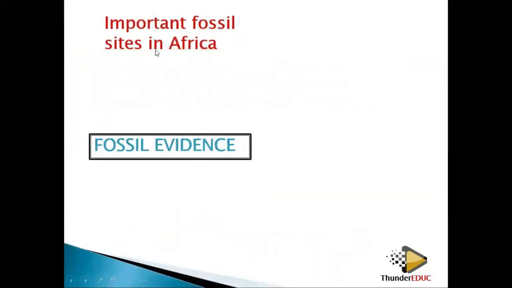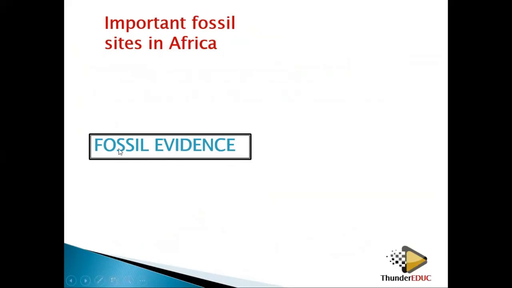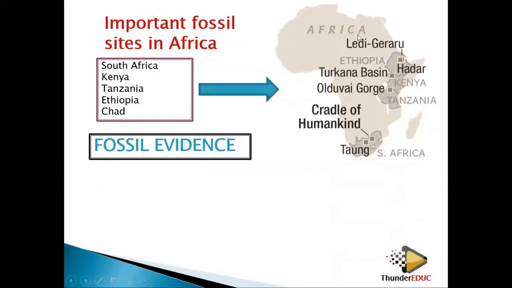What are some of the important sites in Africa which support this fossil evidence? Yes. Number one, we have countries. We have South Africa. We're going to look at Kenya. We're going to look at Tanzania. We look at Ethiopia. We're going to look at Chad. If you look at this map, it's showing you the different countries and their location.